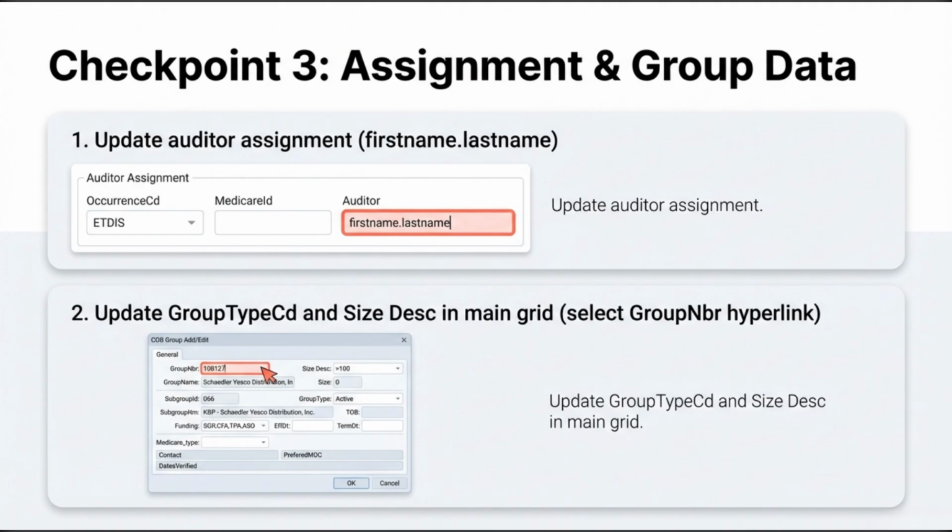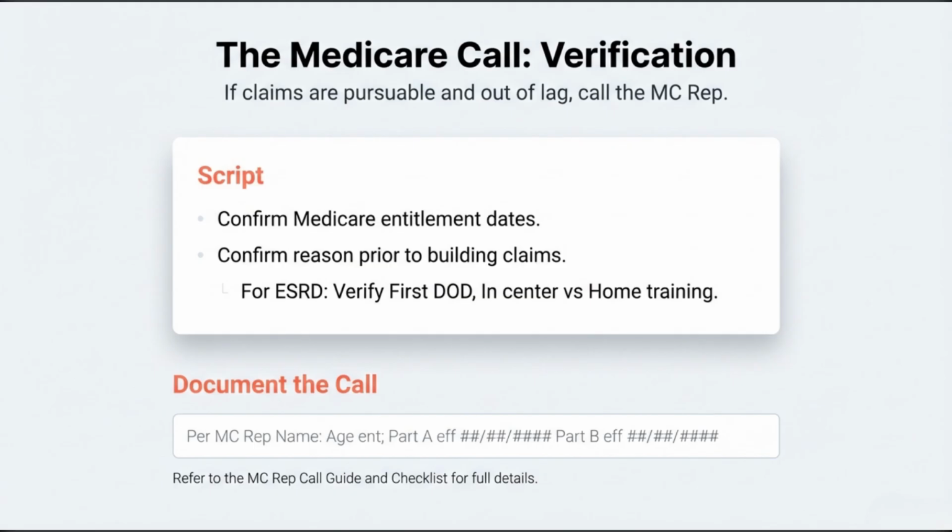All right, COB Dynamos, let's talk about the Medicare call. This isn't just a phone call. It's our first step in building a rock-solid case. The goal? Verification. You are confirming everything with the Medicare representative, but only if those claims are pursuable and out of lag. Remember, timing is everything in COB.